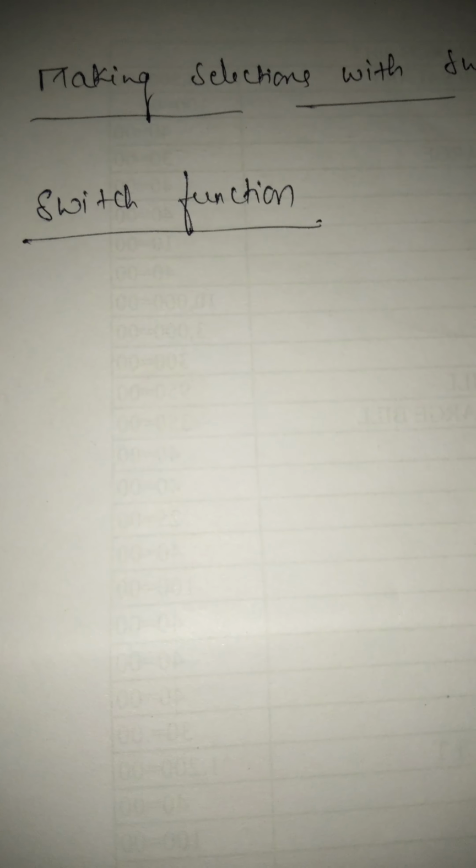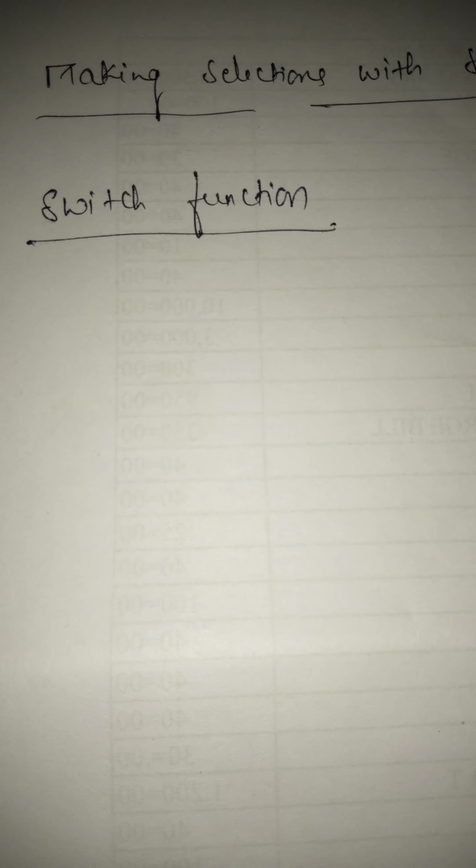Switch function. While writing Switch, S should be a capital letter. Switch is a keyword and S is capital here. This switch function evaluates a list of expressions. It will evaluate a list of expressions and return an object value or an expression associated with that expression.